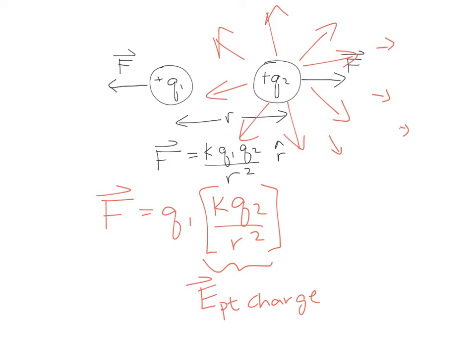The same goes the other way. Q2 doesn't know that Q1 is there. All that Q2 knows is that it's kind of weird here, and it feels a force, because Q1 makes an electric field, and Q2 interacts with that field. So that's the basics that we got last time. Let's move on to situations where you've got multiple charges.